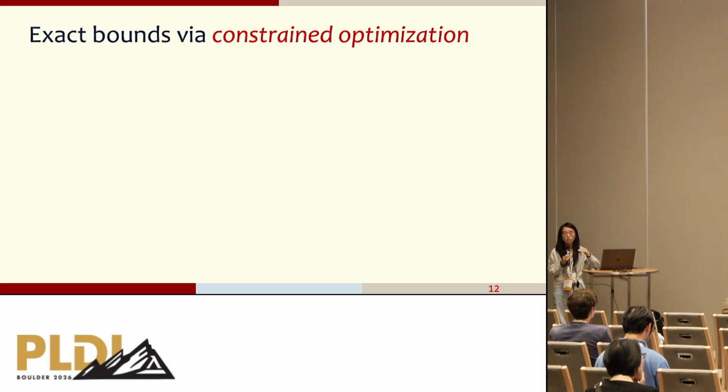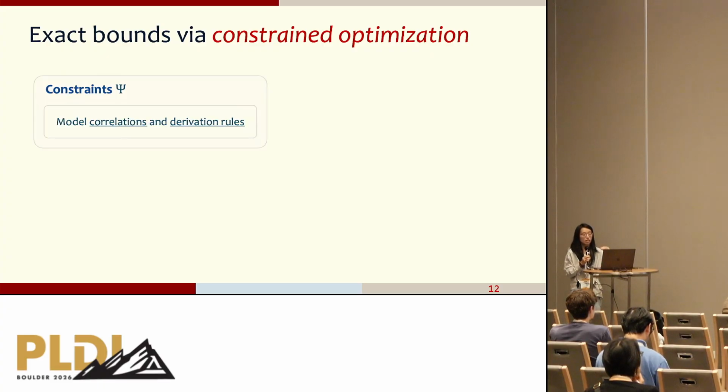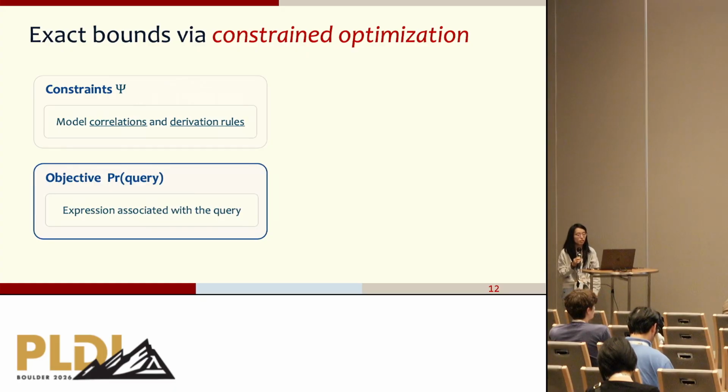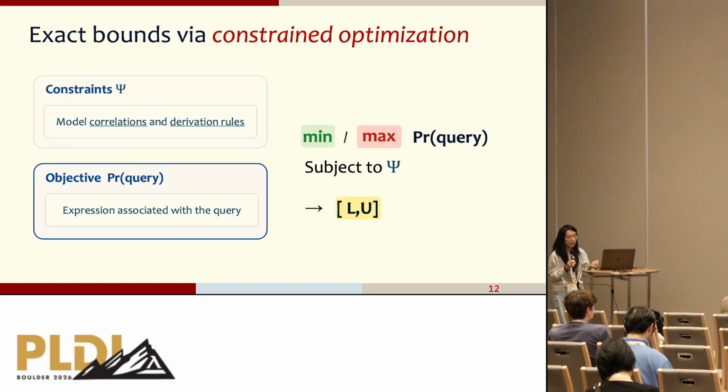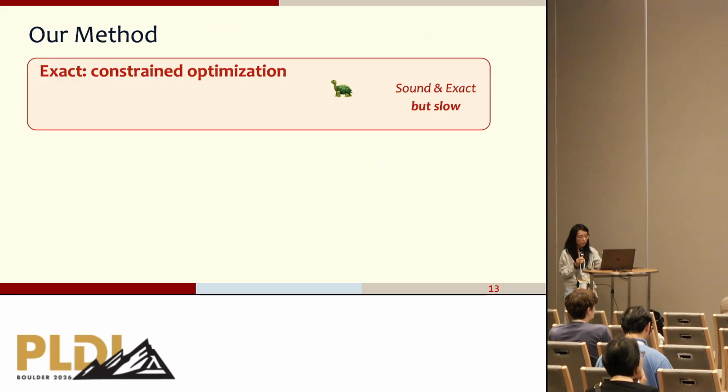At a high level, we reduce this exact inference to a constraint optimization problem. The constraints here are mainly used for encoding the correlations and derivation structures specified in the original input Datalog program. And then we also have the objective, which is an expression associated with the query. In the end, you minimize your objective to get the lower bound and maximize your objective to get the upper bound. This is pretty straightforward, and it works well for small cases.